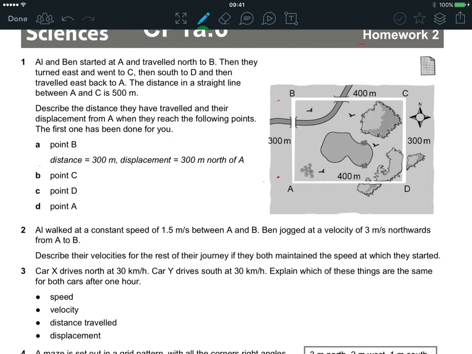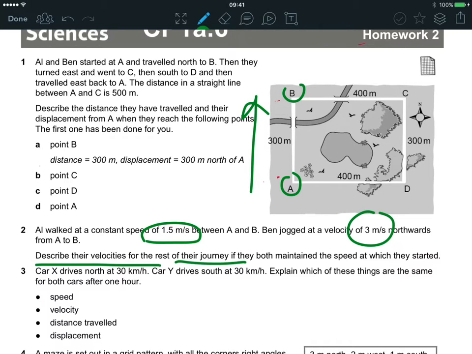Question 2. Al walked at a constant speed of 1.5 metres per second between A and B. Ben jogged at 3 metres per second northwards between A and B. Describe their velocities for the rest of the journey if they maintain the same speed. So just check you know what they're asking here.